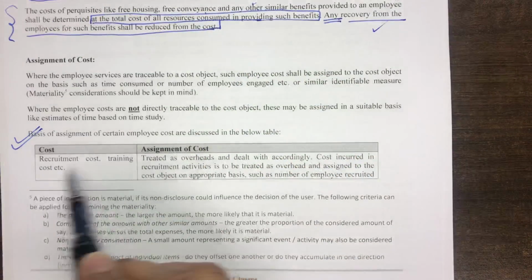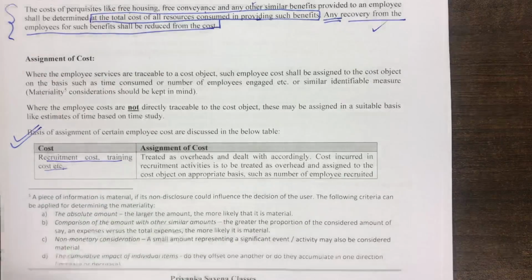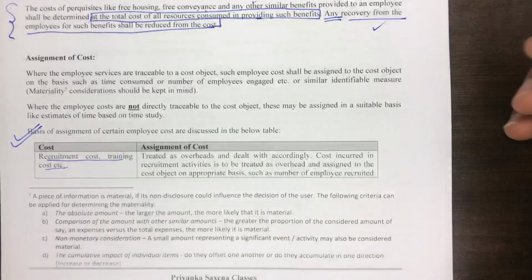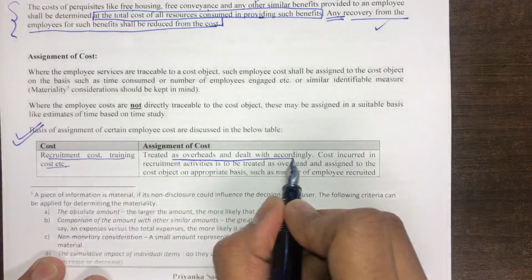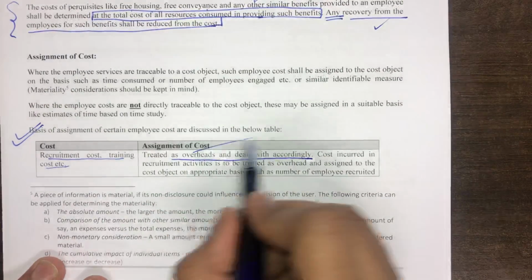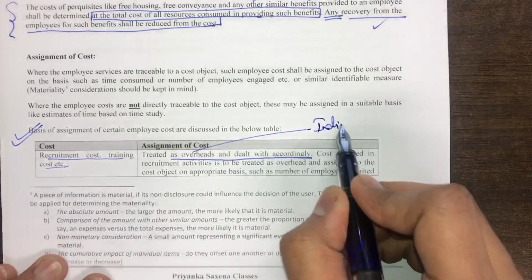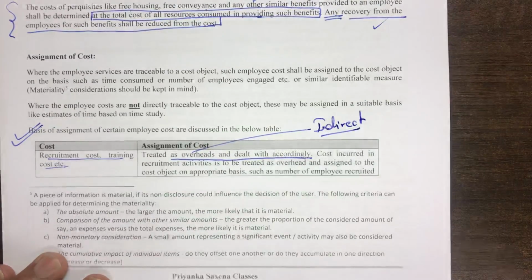Number one, recruitment expenses and training expenses. Guys, there's a one-time recruitment and training expense for all the employees, which is to be expended by the company. That recruitment and training cost should be treated as follows. It is treated as overheads and dealt with accordingly. So it is to be treated as indirect expenditure. That is the prime principle.